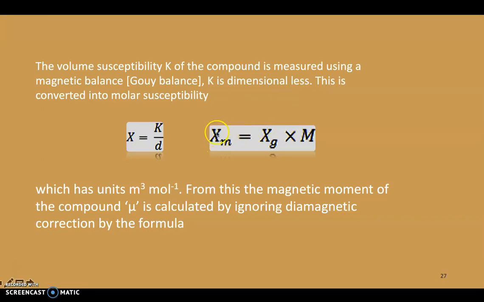That is, we are considering chi m or chi M. When you get this formula chi is equal to K by D, you will get chi here. Then multiply with molecular weight, you will get molar susceptibility. The units are mentioned here. Volume susceptibility is in m cube per liter, and molar susceptibility per mole.